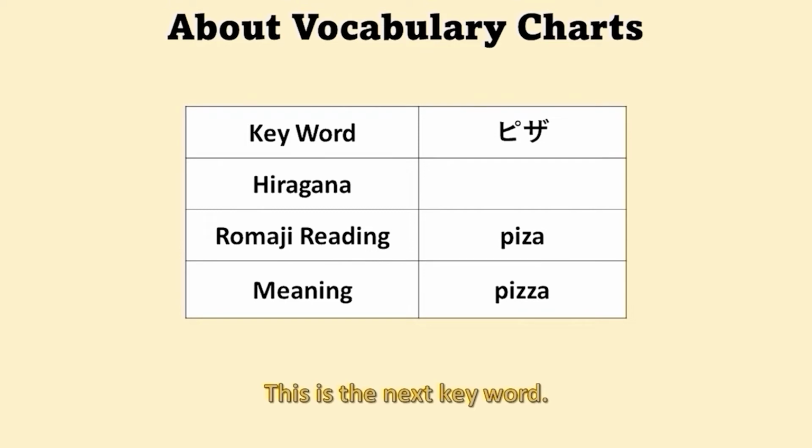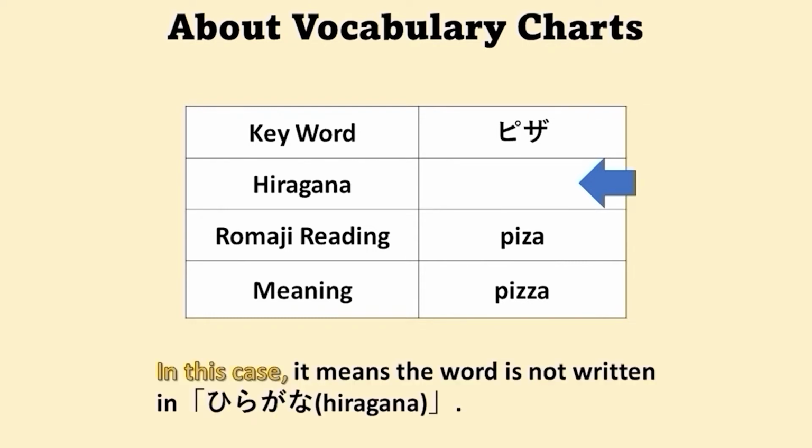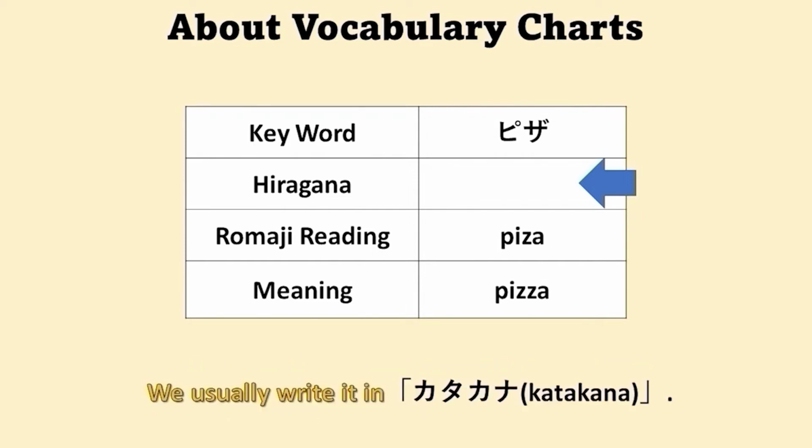This is the next key word. It is read as ピザ, it means pizza. Please look at the second column. There is a blank in the chart. In this case, it means the word is not written in ひらがな. We usually write it in カタカナ.